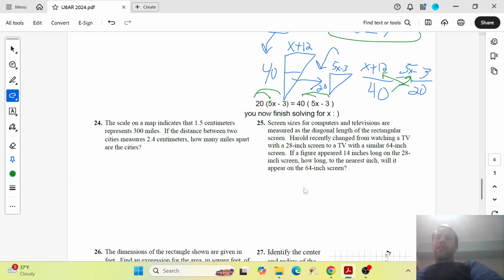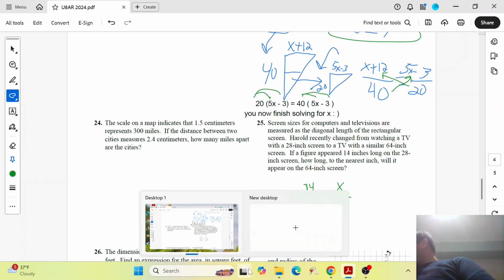So we're saying that they're similar proportionally. That would be 14 inches over 28 inches equal to how long it really appears on the screen. So 14 over 28 equals x over 64. Then all you have to do with this one is multiply 64 to the other side and divide by 28.